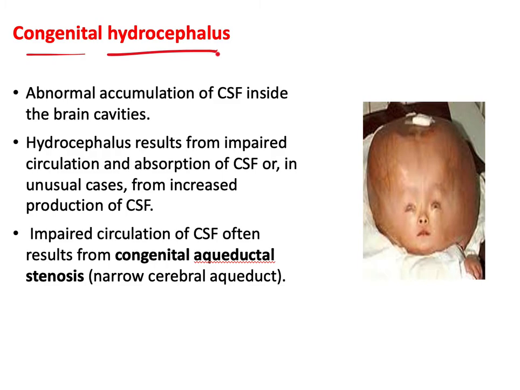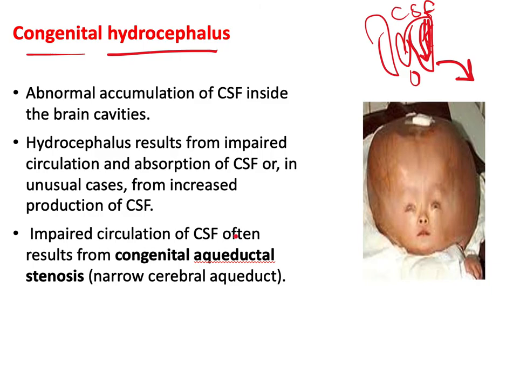the next one is congenital hydrocephalus. You know that you have ventricles inside the brain: lateral ventricles, third ventricle, fourth ventricle, and there is production of the CSF, cerebrospinal fluid. The CSF should be produced and drained at the same rate. So if there is overproduction, or impairment of the circulation of the CSF inside the brain, the subarachnoid space and spinal cord, or abnormal absorption, because it should be produced and absorbed at the same rate, if there is any impairment of any of these, this will lead to accumulation of CSF.